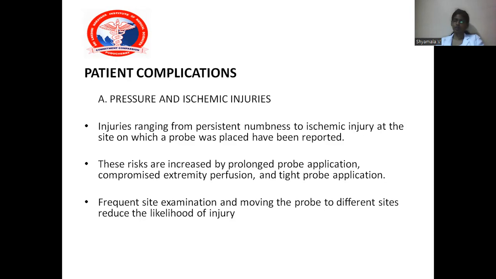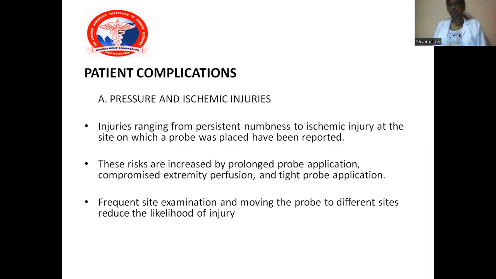So coming to the pulse oximeter, it follows the principle of spectrophotometry. It follows the Beer-Lambert law. Beer's law states that whenever light passes through a substance, as the concentration of the substance increases, the intensity of the transmitted light decreases. And Lambert's law states that whenever light falls on a homogeneous substance, the intensity of the transmitted light decreases as the length of the light path increases.